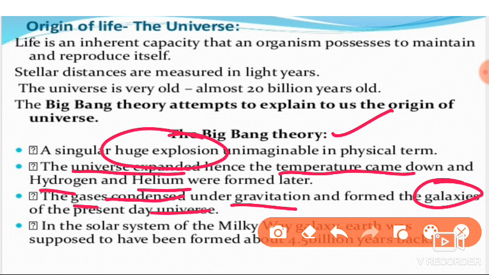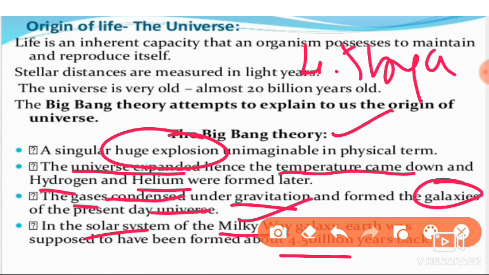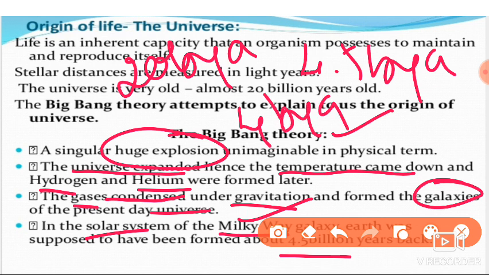What happened? The temperature completely goes down, and gases are formed, hydrogen and helium, and later these gases are condensed under gravitation, and galaxies are formed. In the entire universe there are n number of galaxies. How many galaxies there are we don't know, but we know about our Milky Way galaxy. In our solar system we have the Milky Way galaxy, and Earth originated 4.5 billion years ago, the universe was formed 20 billion years ago, and life originated around 4 billion years ago. This is about the Big Bang theory.